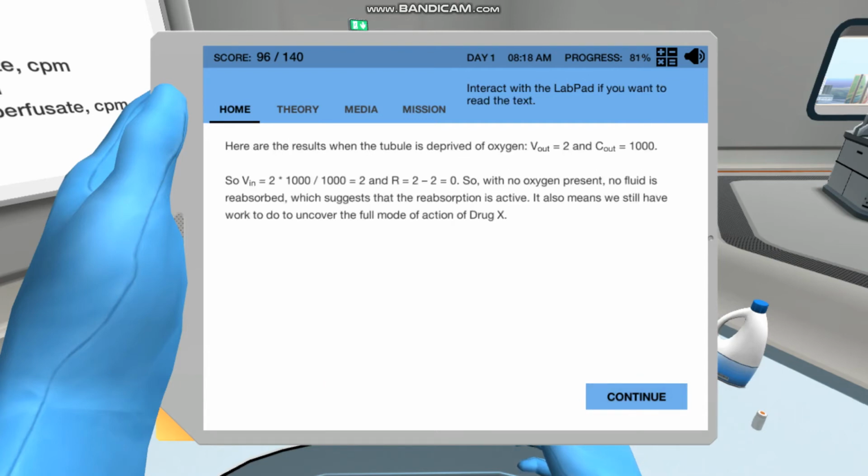V out equals 2 and C out equals 1000. So V in equals 2 times 1000 divided by 1000 equals 2, and R equals 2 minus 2 equals 0. So, with no oxygen present, no fluid is reabsorbed, which suggests that the reabsorption is active. It also means we still have work to do to uncover the full mode of action of drug X.